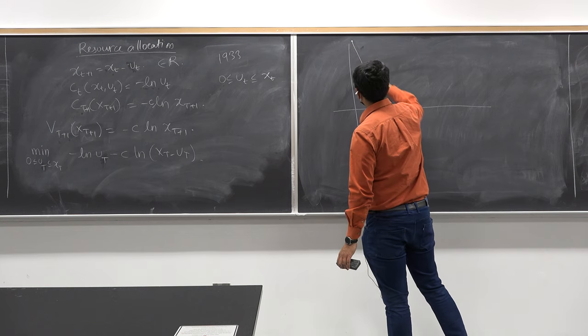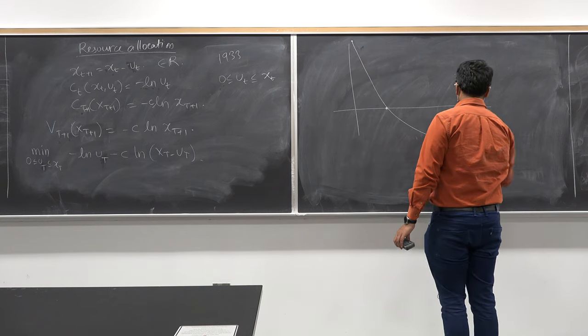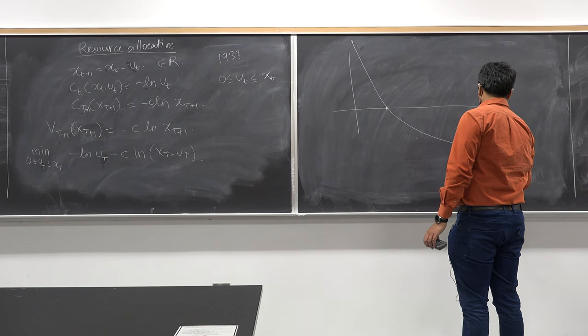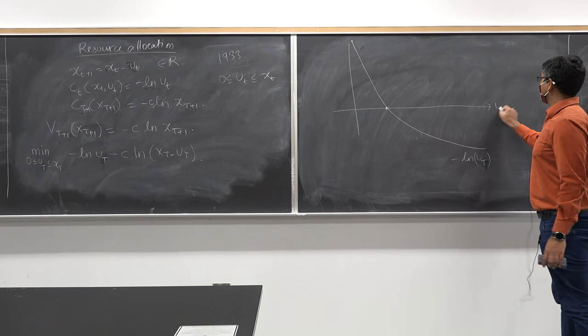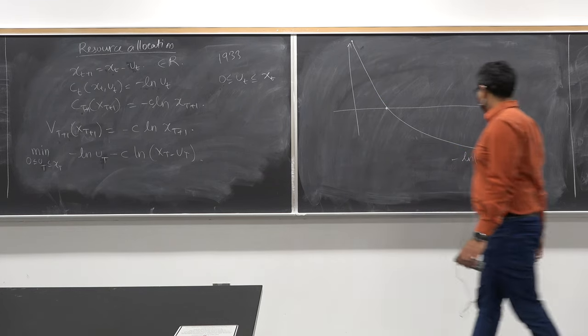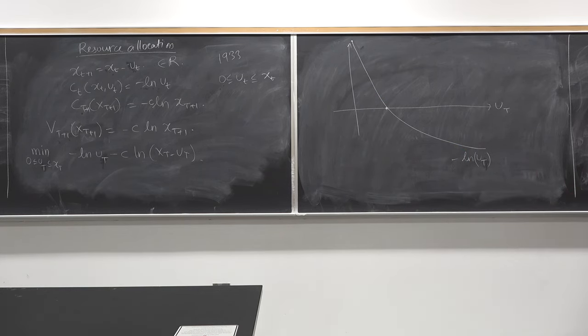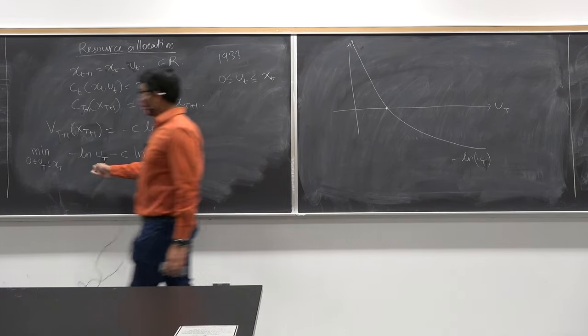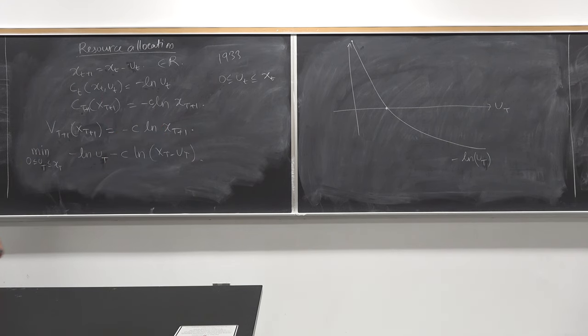So this curve looks like this thing. This is minus log of UT, as a function of UT. Does this look like a convex function? It looks like a convex function. So actually, it is a convex function. If you take the second derivative, it is non-negative. So it's a convex function.